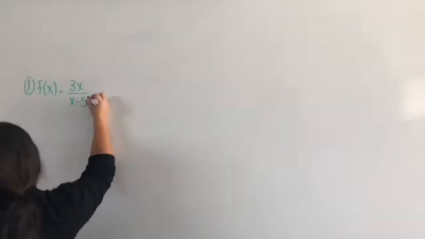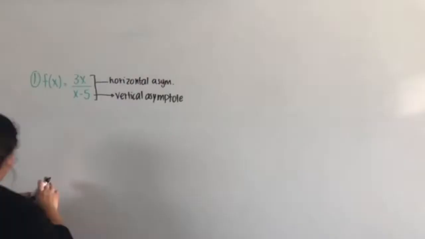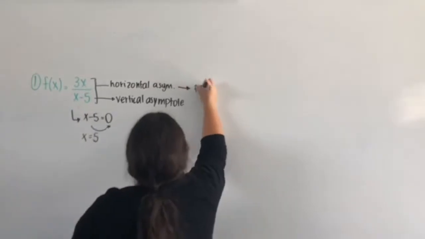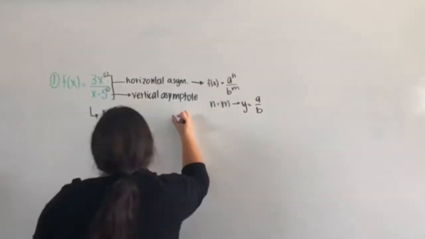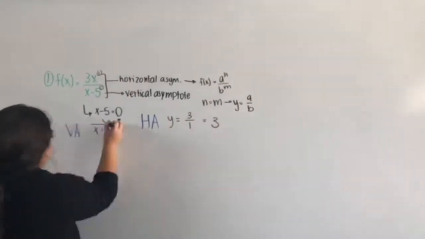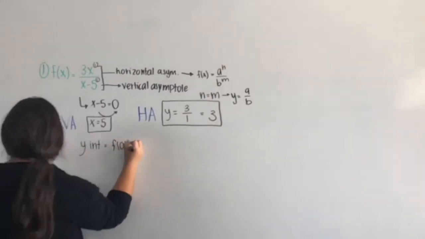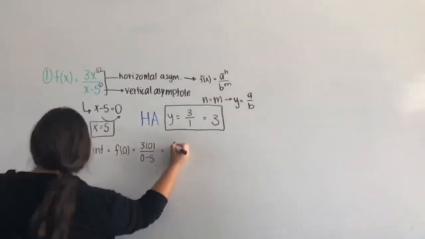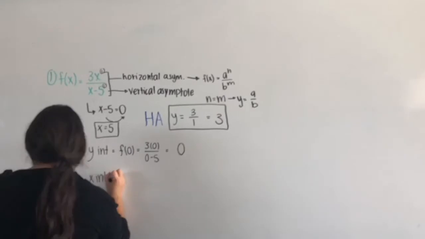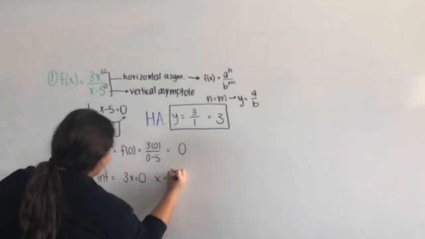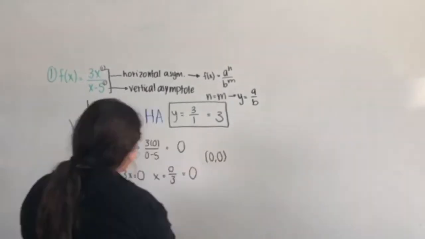First of all, we need to get our vertical asymptote, and for that we are going to equal the denominator to 0 and then solve for x. Then for the horizontal asymptote, we need to check our x exponents and then do a division. For the y-intercept, we're going to replace x with 0 and then solve. And for the x-intercept, we're going to equal the whole equation to 0.